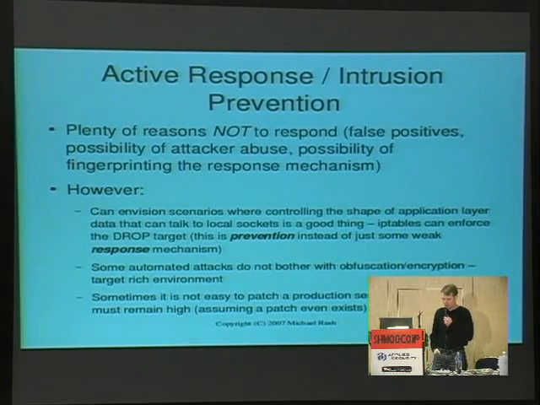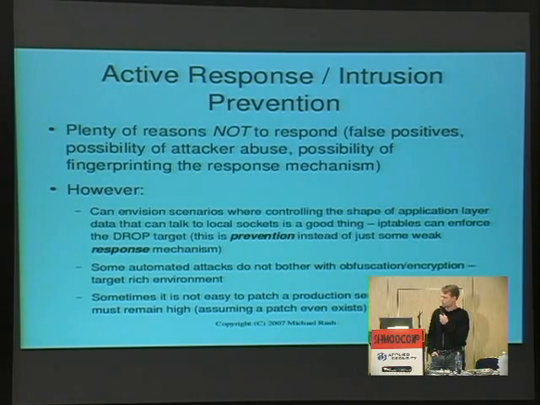So I'd like to say a couple of words about active response and intrusion prevention. There are plenty of reasons not to use any kind of response mechanism for network traffic: false positives, the ability of an attacker to abuse the system potentially, and the possibility of fingerprinting the response mechanism itself. Simple Nomad talked about that in one of his recent talks, I believe.